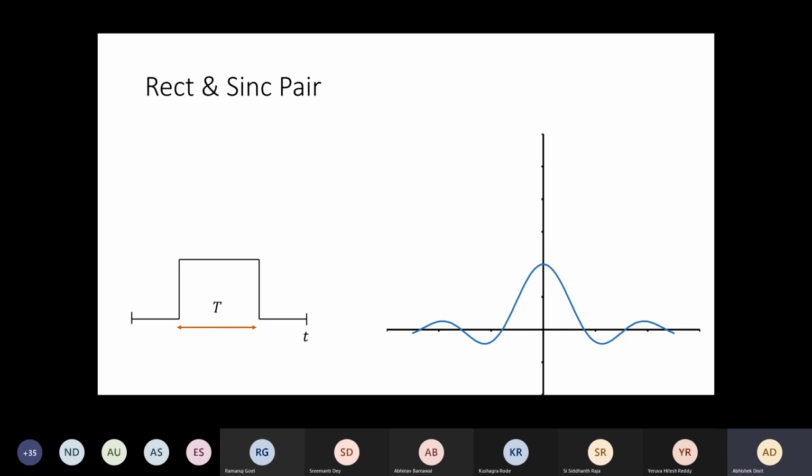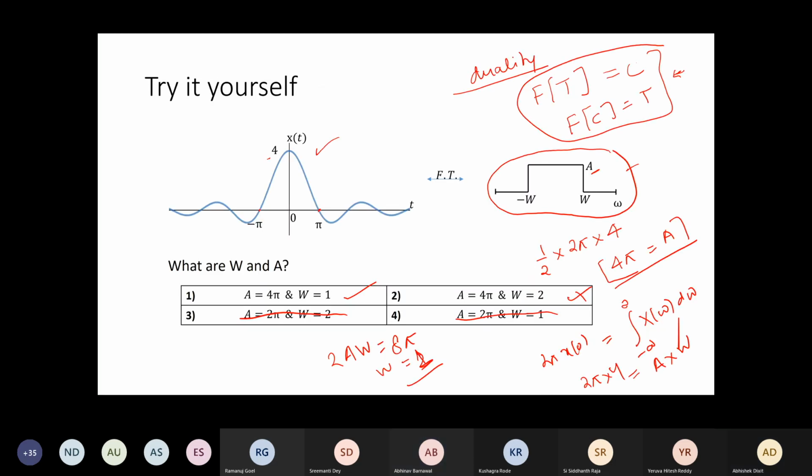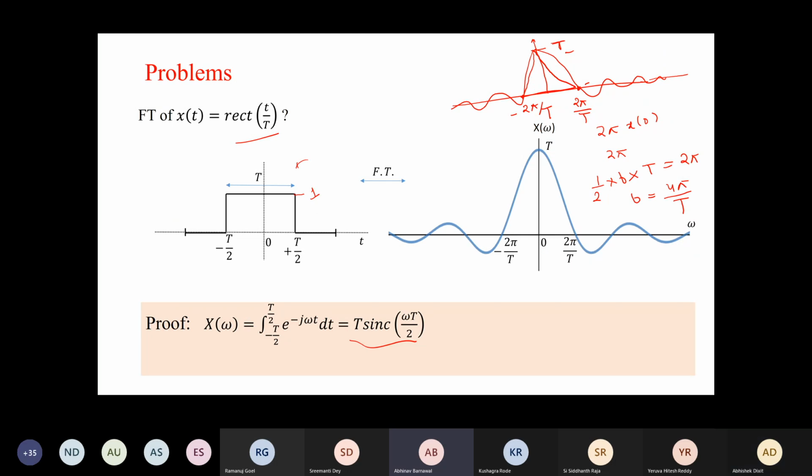Increase this T, capital T. And what should happen? Could you go to the previous slide once? Here, if I take it opposite, like here you took this rectangular function as the X omega, right? Can you take it the other way? Is it possible? Like I take this as my function and the other one, sinc, as my Fourier transform. So this is what we have done before, right? So I'm getting a different answer in that case, actually.